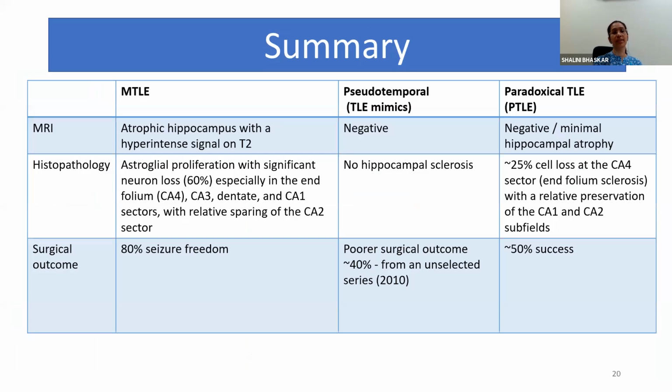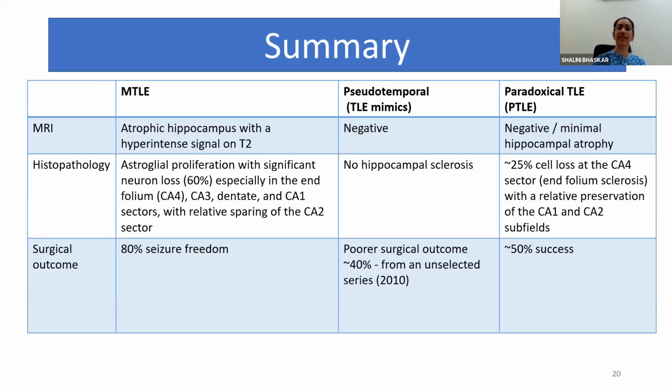MRI in MTLE shows atrophic hippocampus with hyperintense signal on T2, and the MRI in pseudotemporal epilepsy is usually negative. In patients with paradoxical TLE, the MRI is negative or may show minimal hippocampal atrophy. Going to the histopathology, in MTLE, astroglial proliferation with significant neuronal loss, about 60%, can be seen especially in the end folium, CA4, CA3, dentate, and CA1 sectors with relative sparing of the CA2 sector. The histopathology in pseudotemporal epilepsies shows no hippocampal sclerosis.